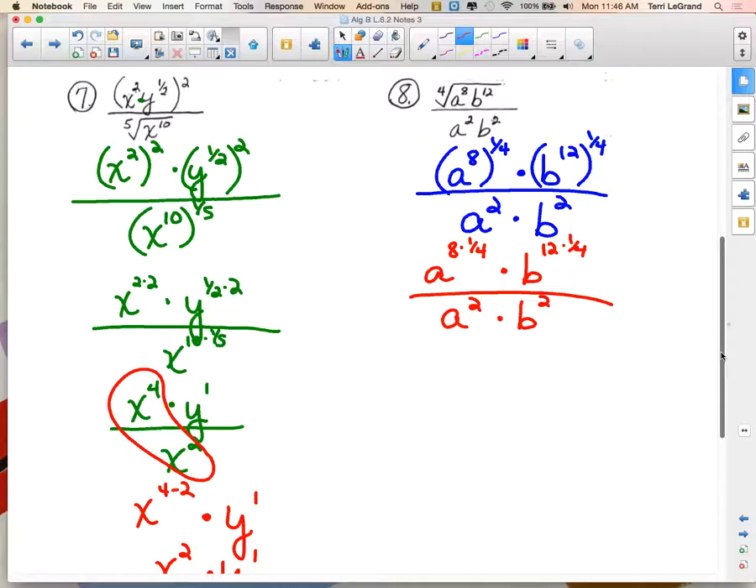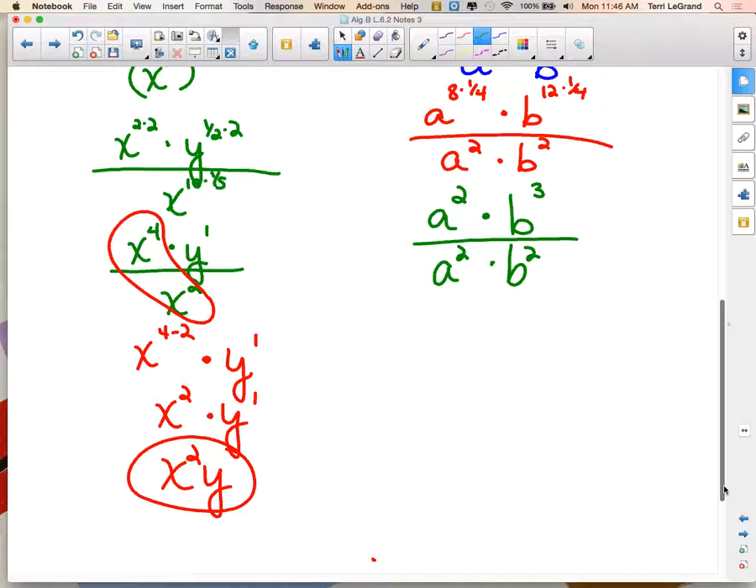Okay, what's a 4th of 8? 2. Okay, so we have a to the 2nd power times, what's a 4th of 12? 3. So b to the 3rd power. And we have a to the 2nd power times b to the 2nd power downstairs.